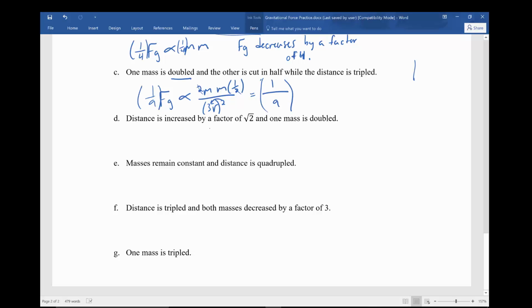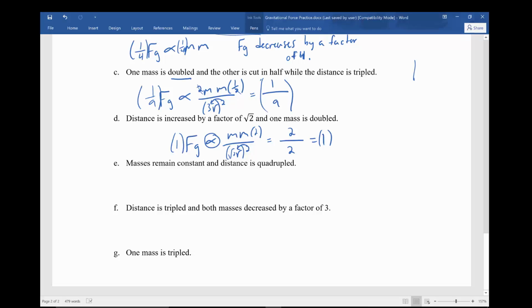So letter D, distance is increased by a factor of square root of 2, and one mass is doubled. Okay, so again, m over r squared. Notice I don't put equal to, it's just proportional to. So one of these masses is doubled, so I double this one, and the radius, or the distance between them, is multiplied by square root of 2. So in the numerator, all I have is 2. Denominator, I square that square root of 2, so that square root just cancels, so in the bottom I have just 2. So therefore, Fg changes by a factor of 1. In other words, it remains constant.